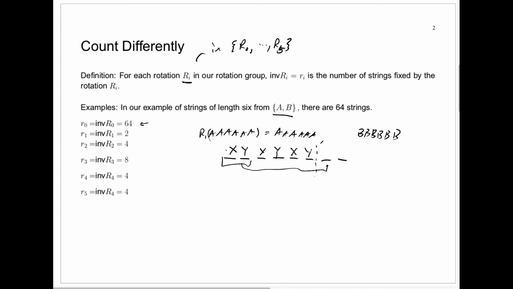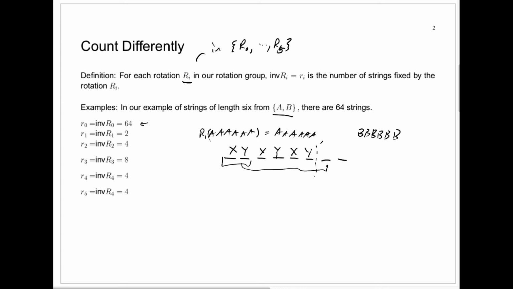And how many ways can we choose the first 2 elements of the string? Well, there are 2 choices for each, so we have 4 total choices. These could be AB, it could be BA, it could be AA, it could be BB. So we have 4 strings that are invariant under R2.